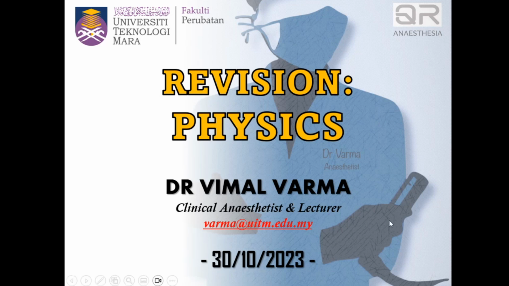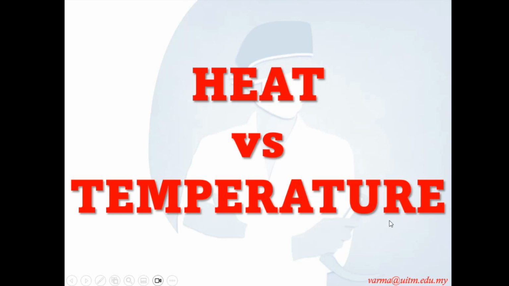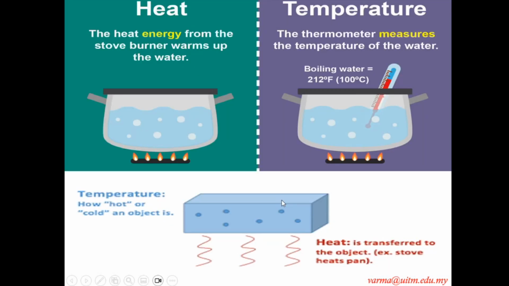Okay. So first about temperature, the opening question in viva will be asking you to differentiate what is heat versus temperature. So heat is an energy form. Okay, the heat energy, if you look at this stove here, the heat energy from the stove burner warms up the water. But temperature is the measurement of the heat energy. The thermometer measures the temperature of the water. Okay, one is a measurement, one is an energy.